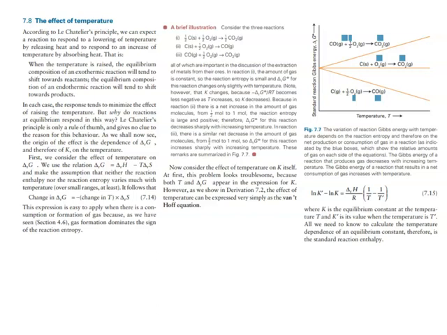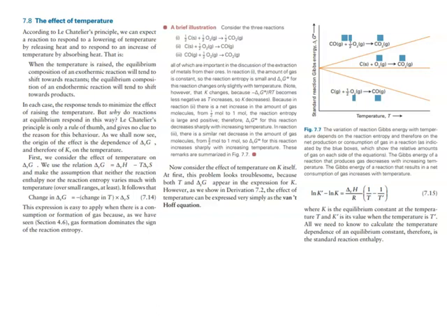So, first, we consider the effect of temperature on delta G. We use the relationship delta G equals delta H minus T delta S and make the assumption that neither the reaction enthalpy nor the reaction entropy varies much with temperature, over small ranges at least. It follows that the change in delta G equals the change in T times delta S. This expression is easy to apply when there is a consumption or formation of gas because, as we have seen, gas formation dominates the sign of the reaction entropy.